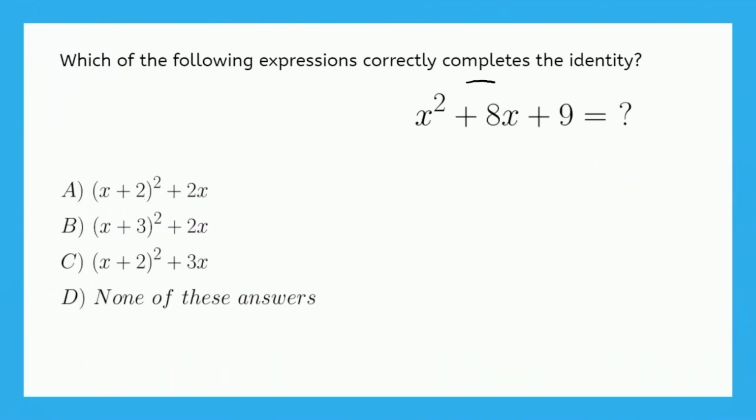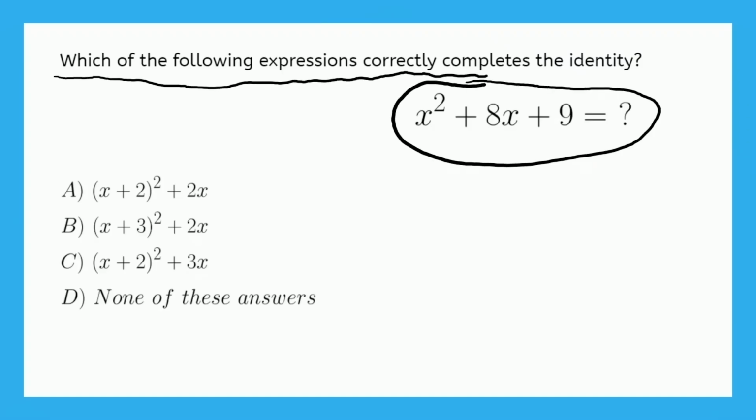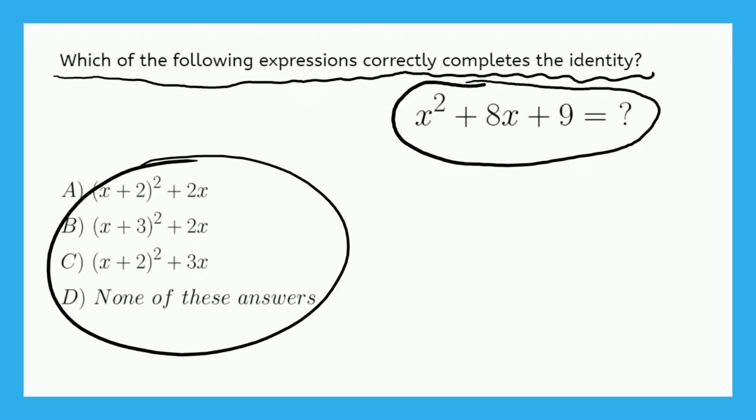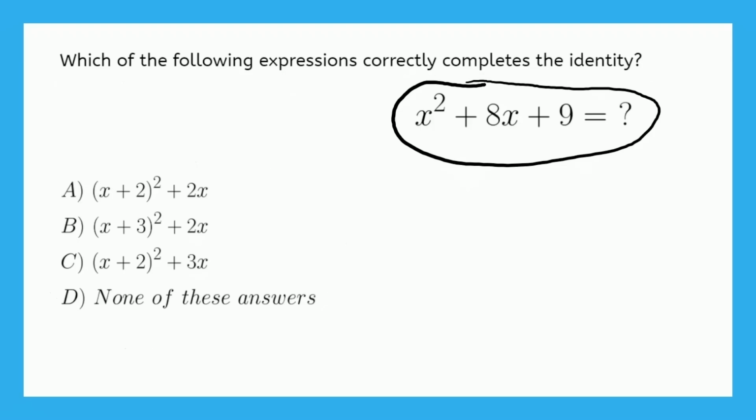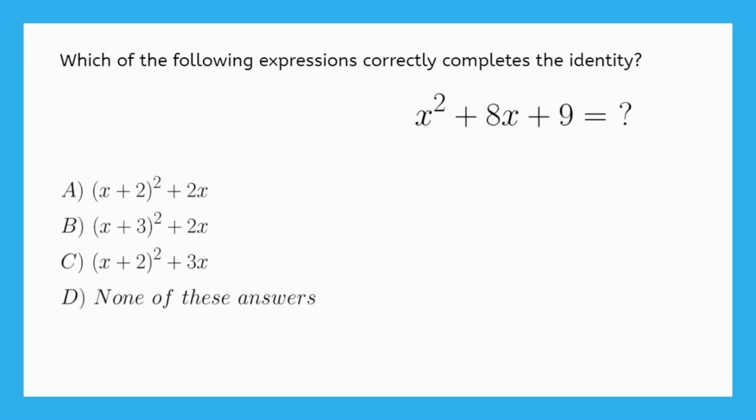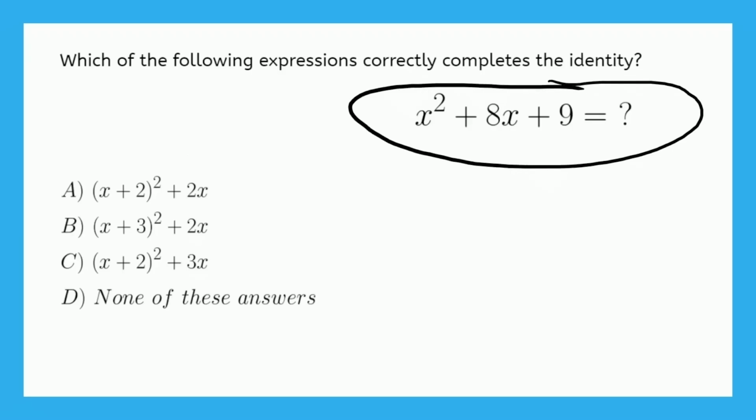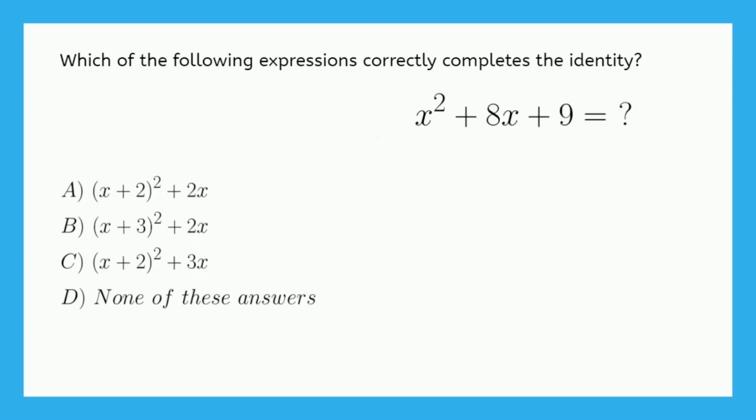So they give us x squared plus 8x plus 9 equals something. And they want to know which of the following expressions correctly completes the identity. And here we have our options. So first of all, what is an identity? Well, an identity is a true equation. So in order for this to become an identity, we need some expression on the right that will make this equation true for all values of x.